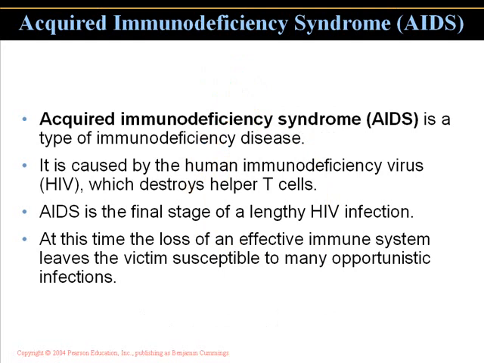Acquired immunodeficiency syndrome is a type of immunodeficiency disease, as we discussed in the previous lecture. It is caused by the human immunodeficiency virus. It destroys helper T cells. Now, these are the cells in the immune system that typically would help fight infection. AIDS is the final stage of a lengthy HIV infection. At this time, the loss of an effective immune system leaves the victim susceptible to a variety of opportunistic infections. That's why we mentioned Pneumocystis carinii early on. Pneumocystis carinii is considered an opportunistic infection.